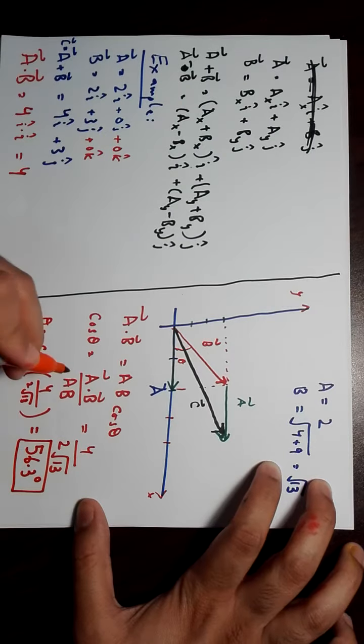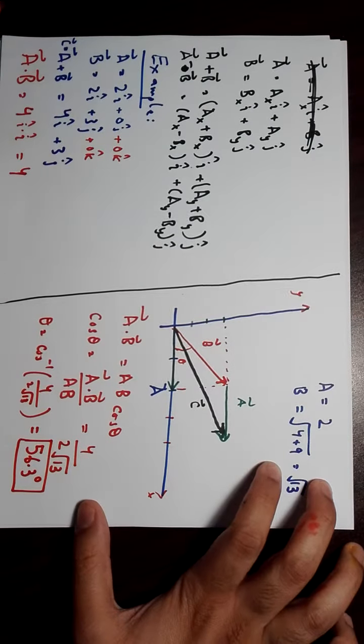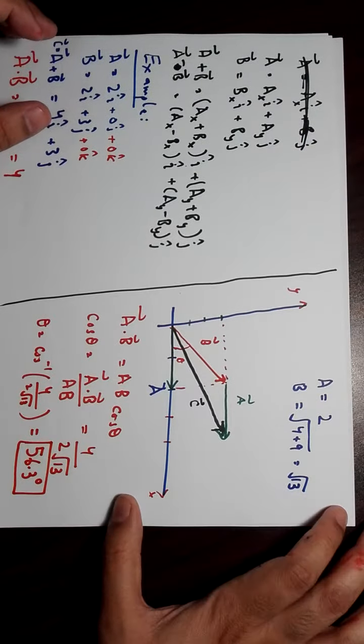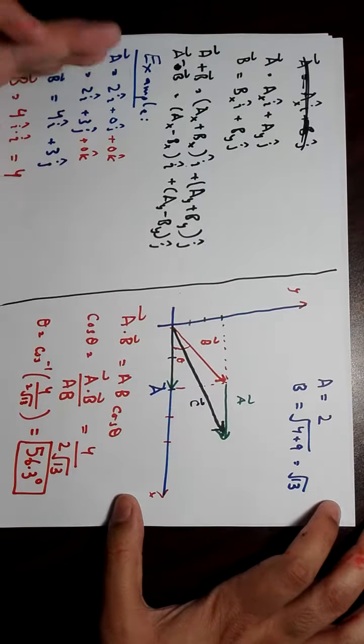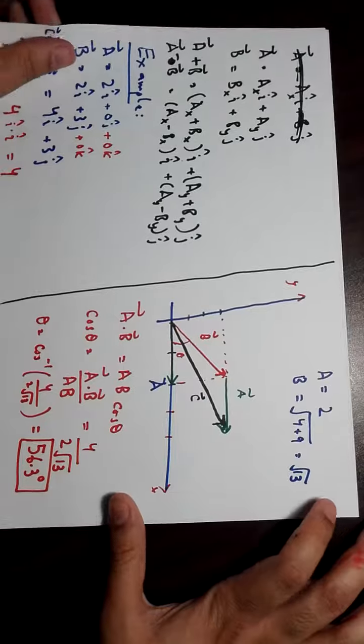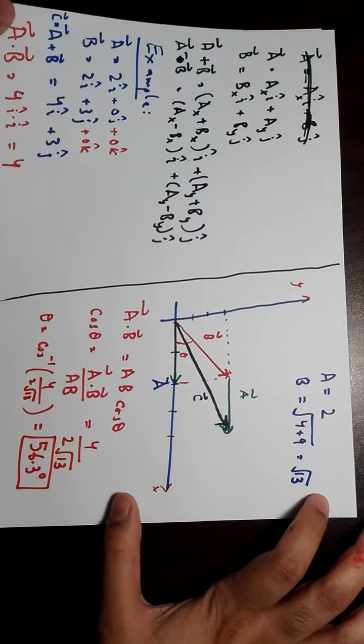So in vector analysis, there are a lot of questions that ask you to find the angle between two vectors, and the dot product is very useful in that. Okay, so that was it for the dot product, and in the next video I'll introduce the cross product.